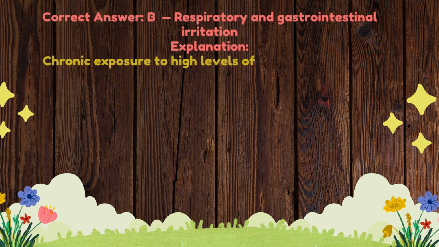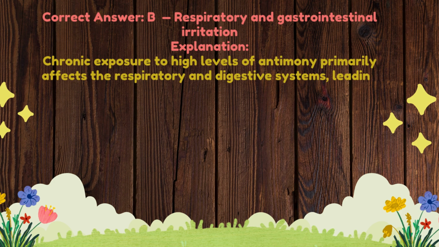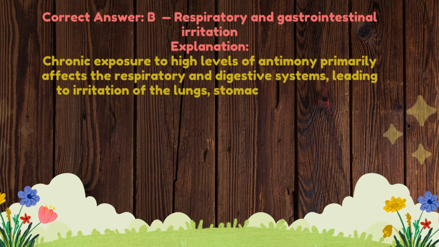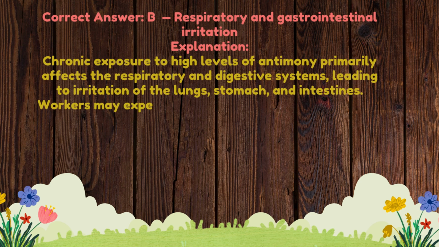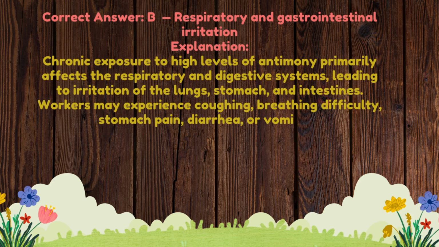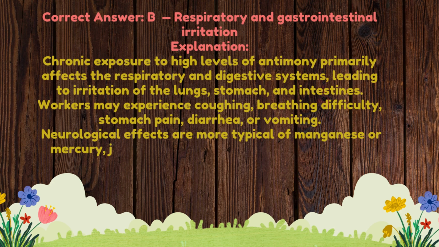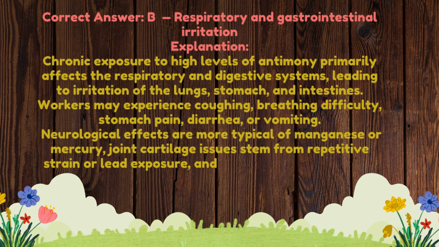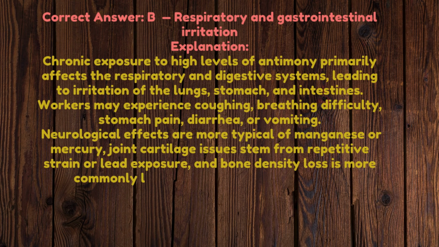Chronic exposure to high levels of antimony primarily affects the respiratory and digestive systems, leading to irritation of the lungs, stomach, and intestines. Workers may experience coughing, breathing difficulty, stomach pain, diarrhea, or vomiting. Neurological effects are more typical of manganese or mercury. Joint cartilage issues stem from repetitive strain or lead exposure, and bone density loss is more commonly linked to cadmium, not antimony.